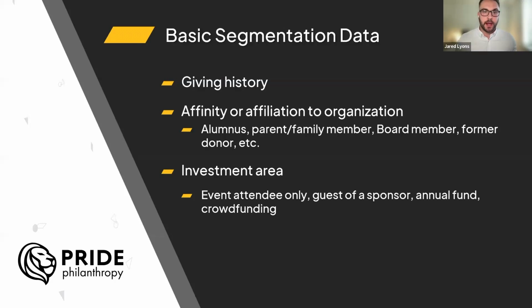So the first would be their prior giving history. So how much they've given in the past. Do they give annually? Do they give monthly? Do they only give at events? Are they currently paying on a pledge? Like, what is the amount of money that they've given to your organization, total over the course of their life? The next would be the affinity for the mission.